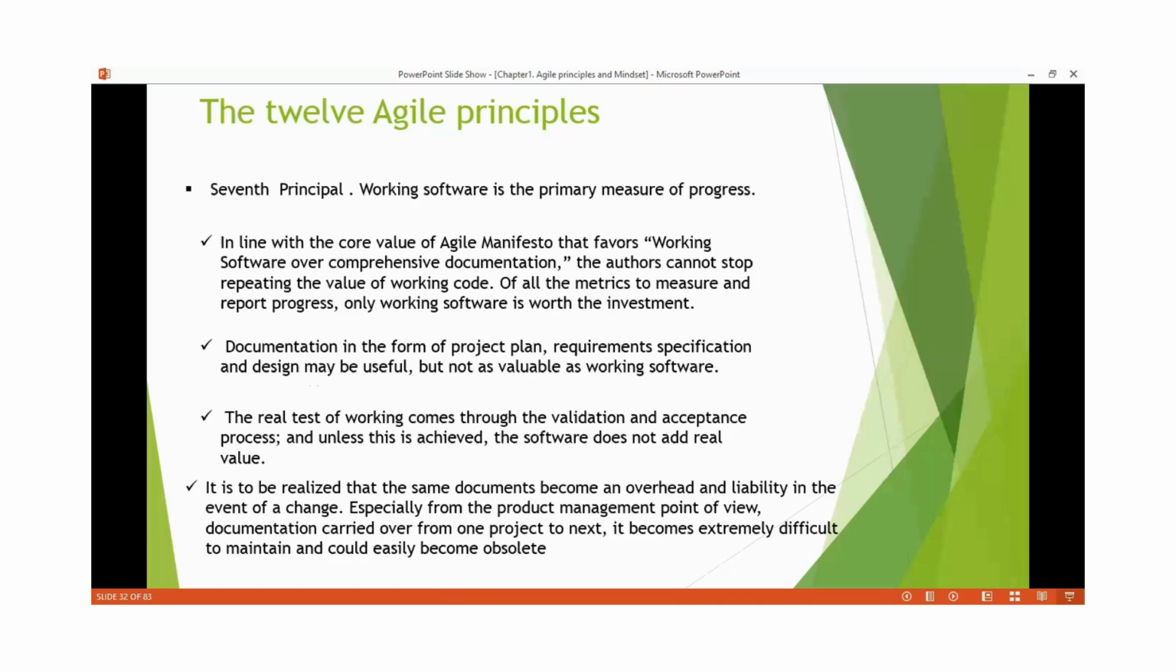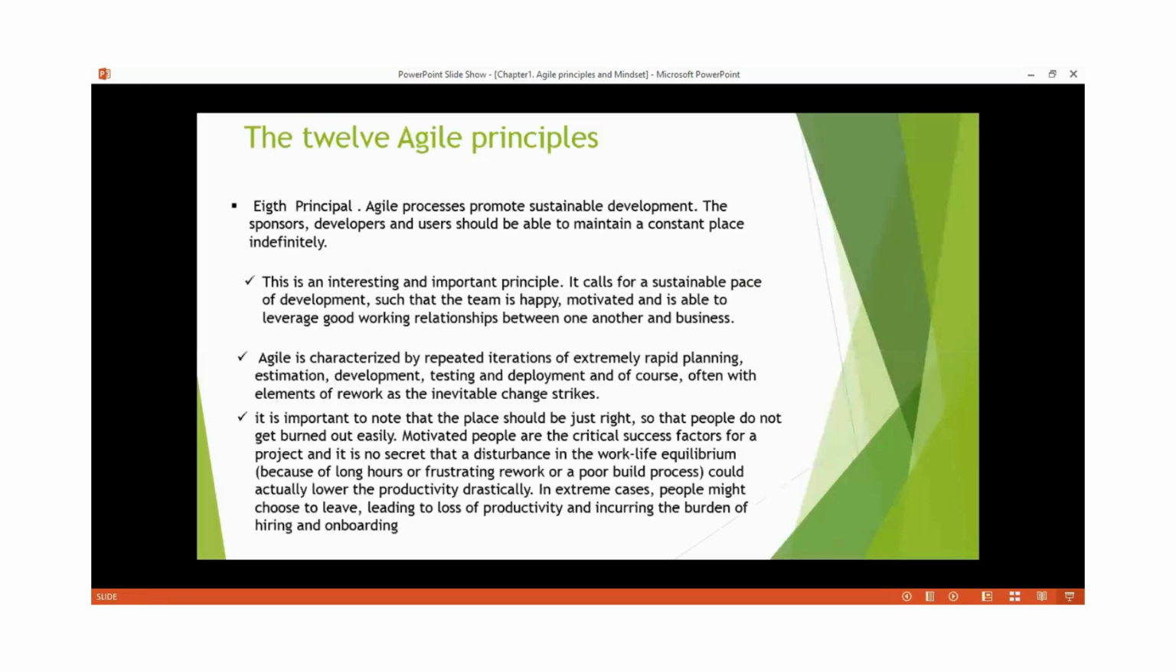Now, the seventh principle talks about working software being the primary measure. In order to have a baseline to say that I have succeeded, it is your working software. When the software works, it's a good proof of concept to the stakeholders that you have planned well, you have executed well, and you have delivered value. So this is the primary measure of progress.